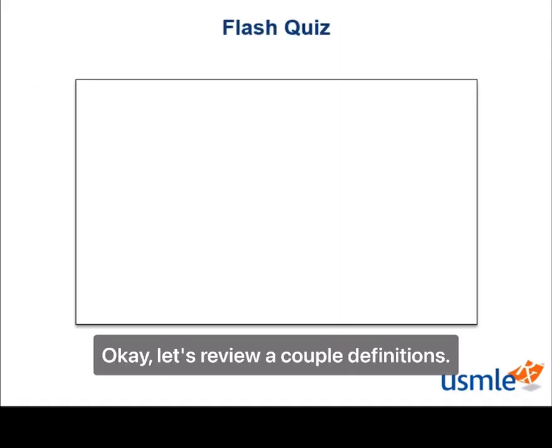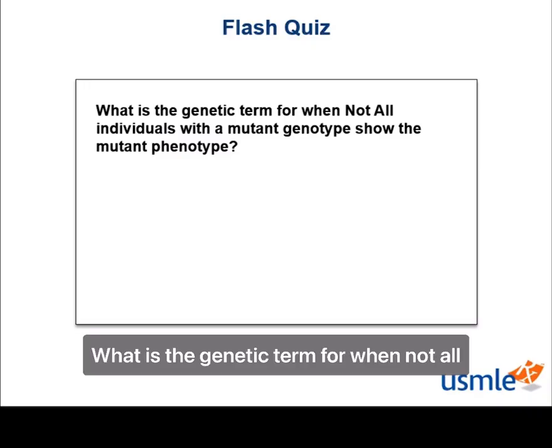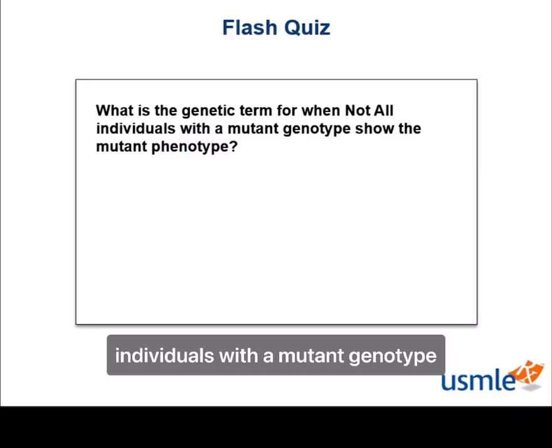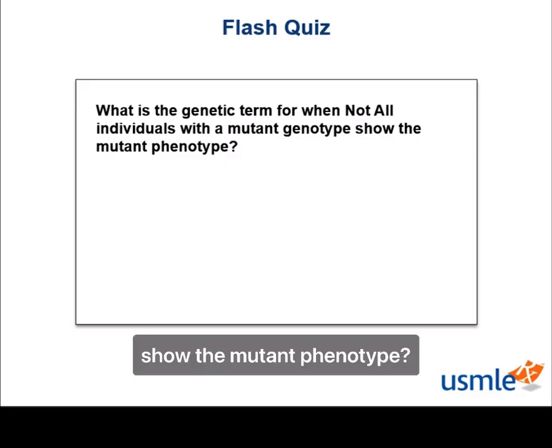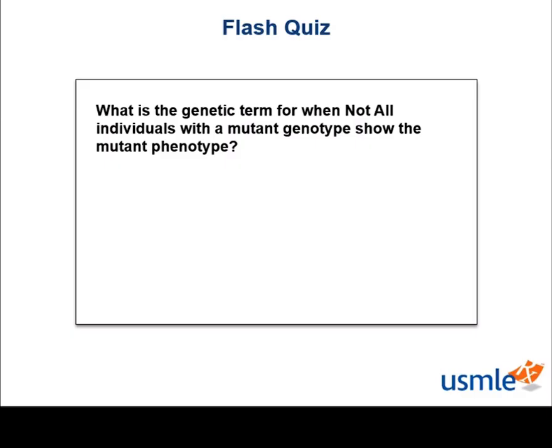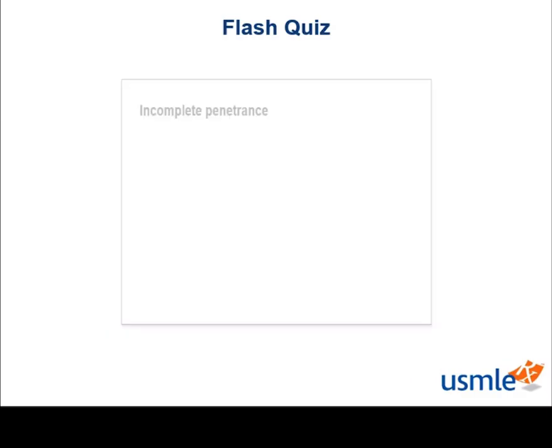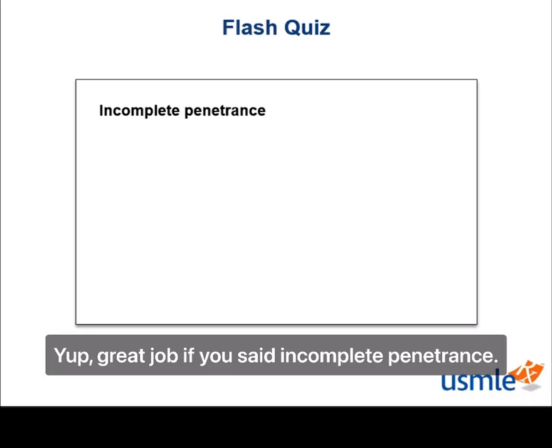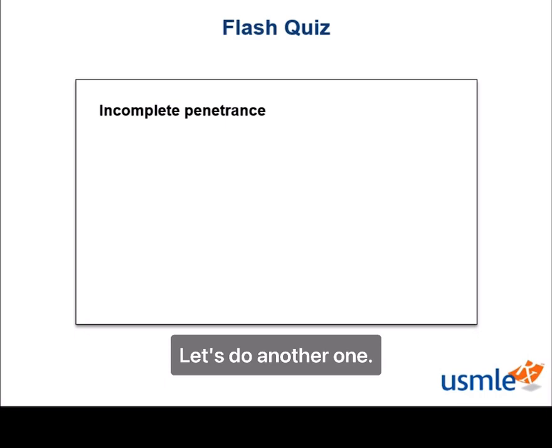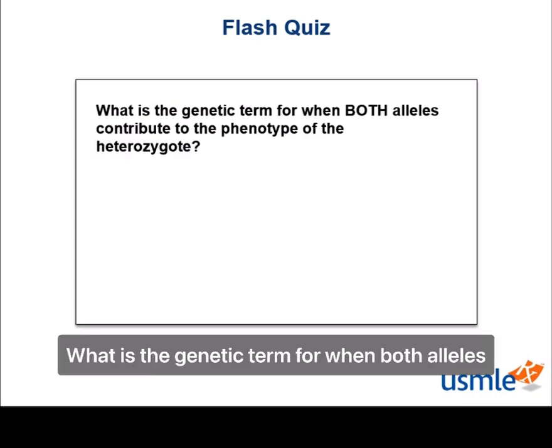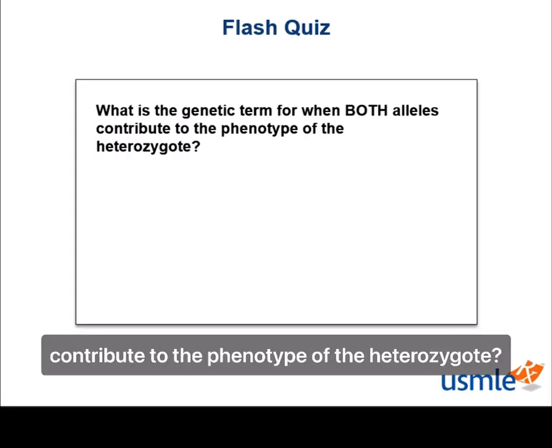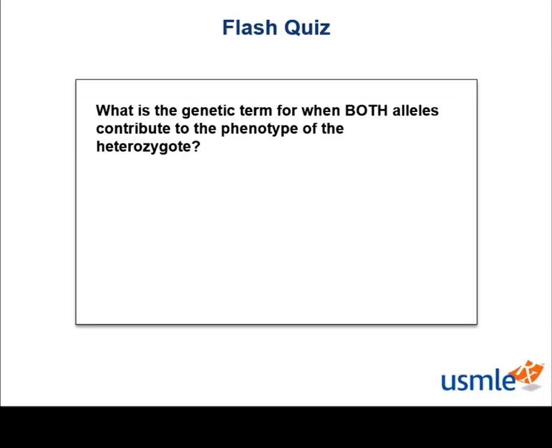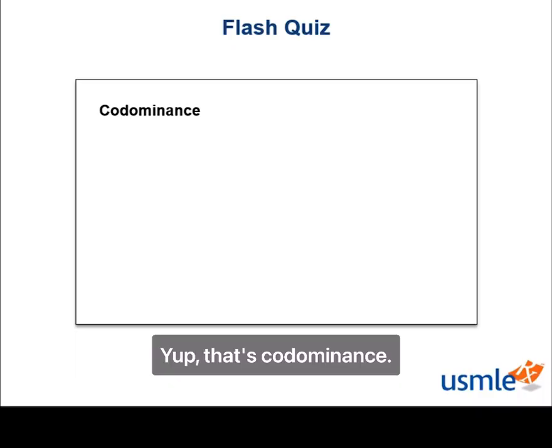Okay, let's review a couple definitions. What is the genetic term for when not all individuals with a mutant genotype show the mutant phenotype? Yep, great job if you said incomplete penetrance. Let's do another one. What is the genetic term for when both alleles contribute to the phenotype of the heterozygote? Yep, that's codominance.